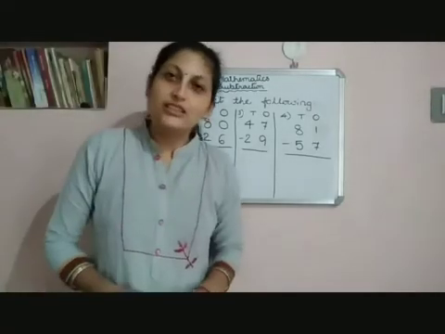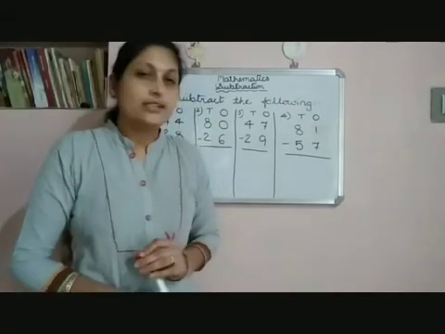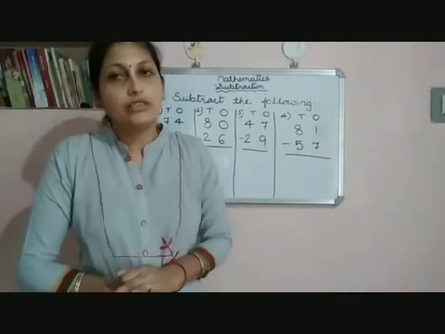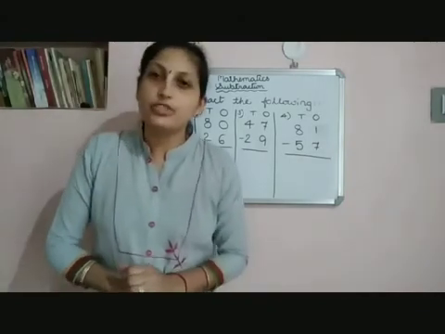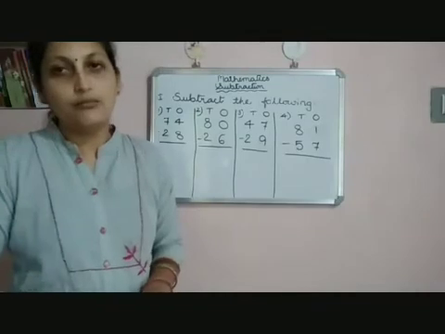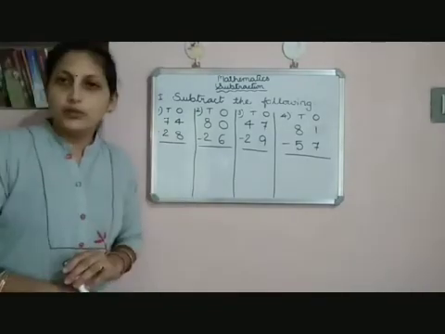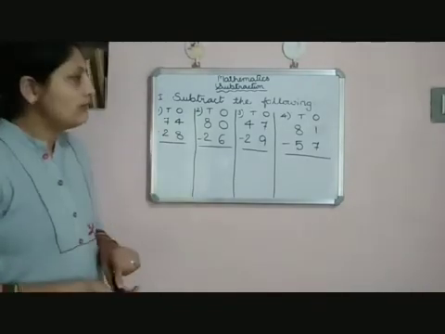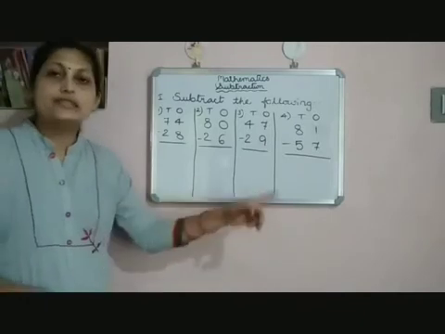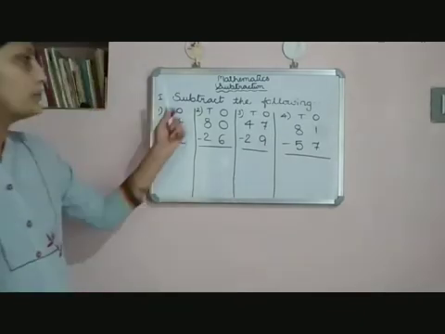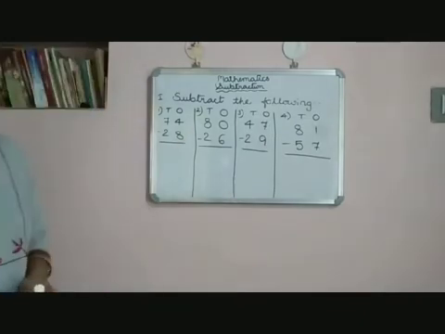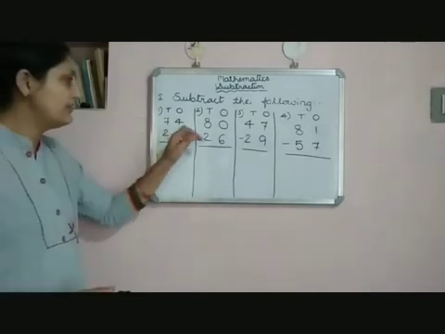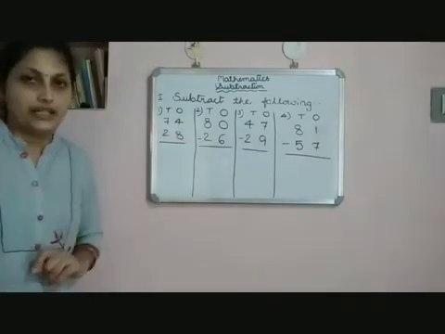Good morning, children. So in the earlier class, you have learnt about subtraction of two-digit numbers by taking borrow. I hope you understood. Let us solve some other sums on the same method. So subtract the following. So first one, we have 74 minus 28.